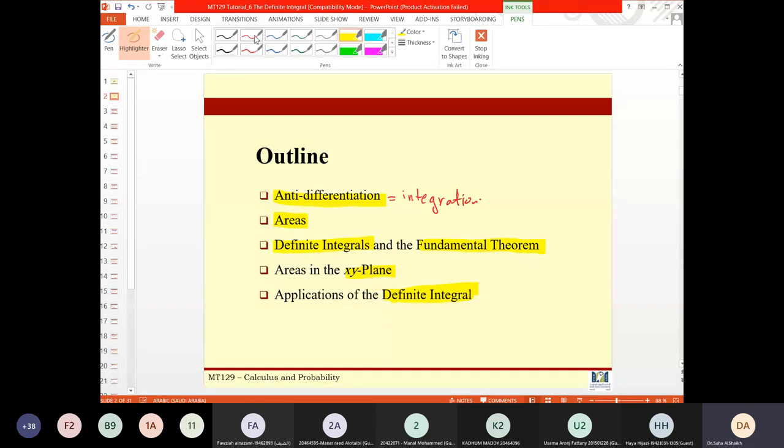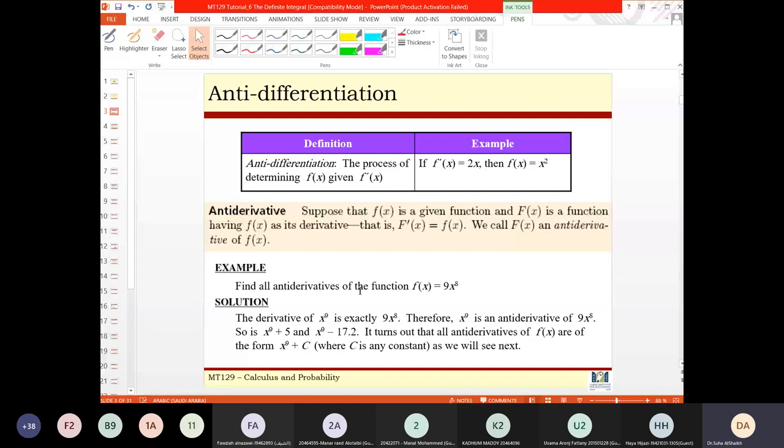So those are the points that we are covering today. So let's start defining what we call the anti-differentiation, which is what we call the integration.